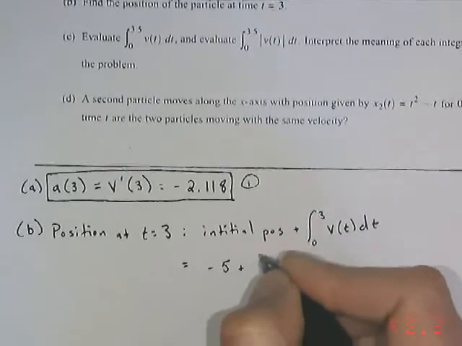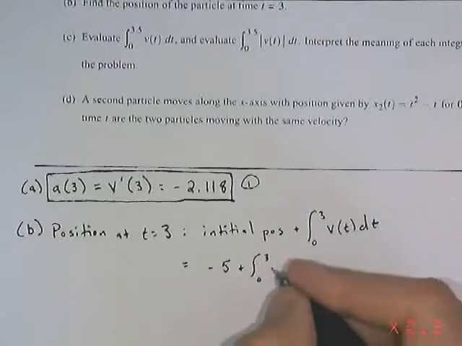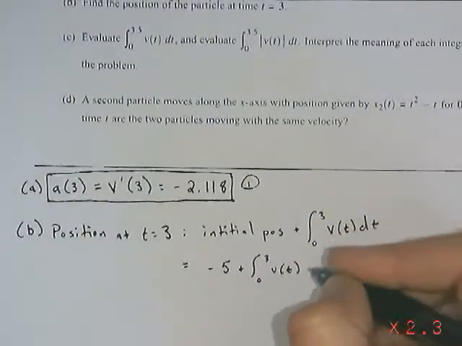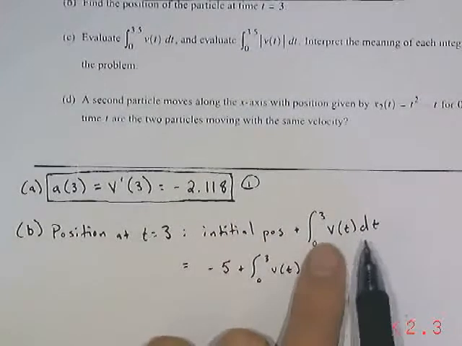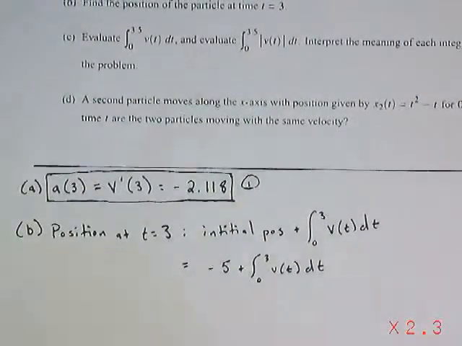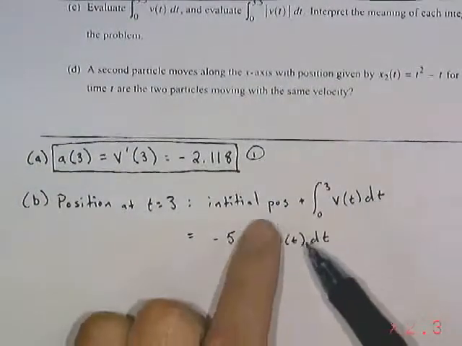And we're going to add that to this definite integral to get our position at time t equals 3. Okay, this is much like, I think, question 2 on 2019 as well. This initial position plus this accumulated change, this accumulated velocities, is going to give us our current position. We'll see in a second that this is different.